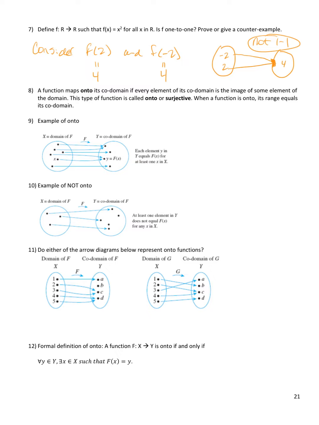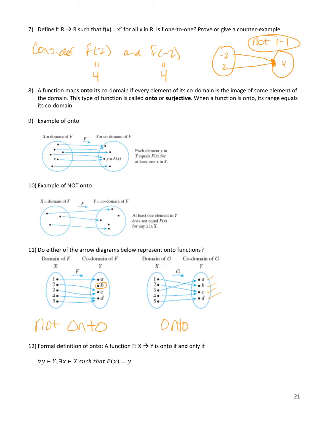So let's look at a couple of examples here. In this first one, we have a lonely b, that means that this is not onto, right? Every element in the codomain needs to have an arrow drawn to it to be onto. Now in this one, every element in my codomain has an arrow drawn to it, so it is onto.